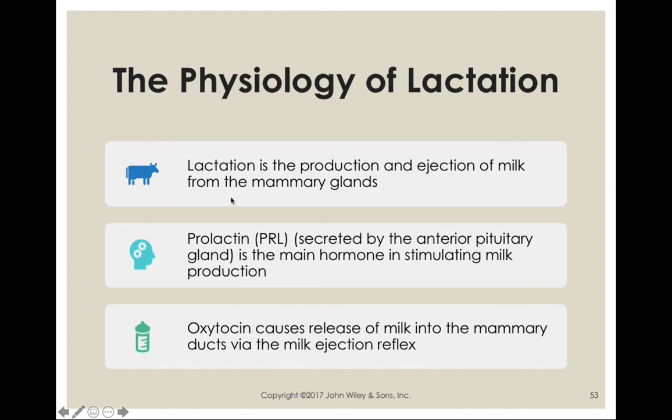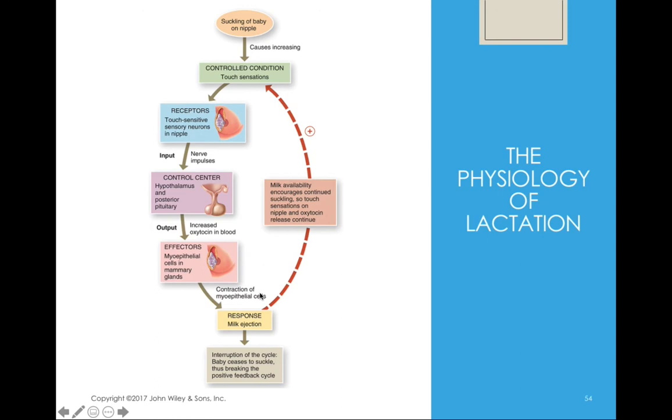Prolactin came from the anterior pituitary, and oxytocin came from the posterior pituitary. Let's take a look at this feedback loop, including oxytocin leading to the ejection of milk from the nipples. So first and foremost, the baby is going to start suckling on the nipple. That's going to increase touch sensations in the nipples and activate sensitive neurons in the nipples as well.